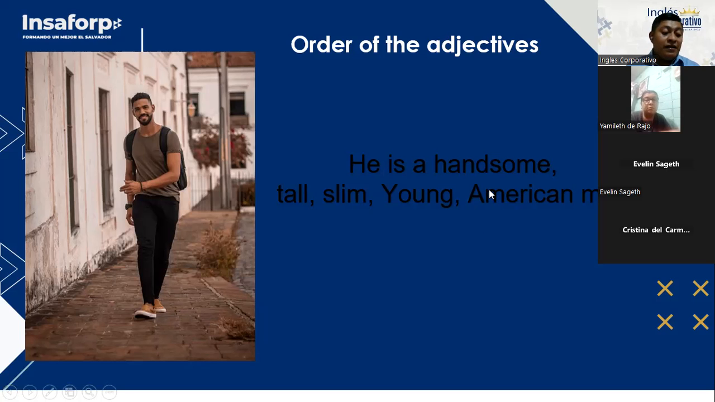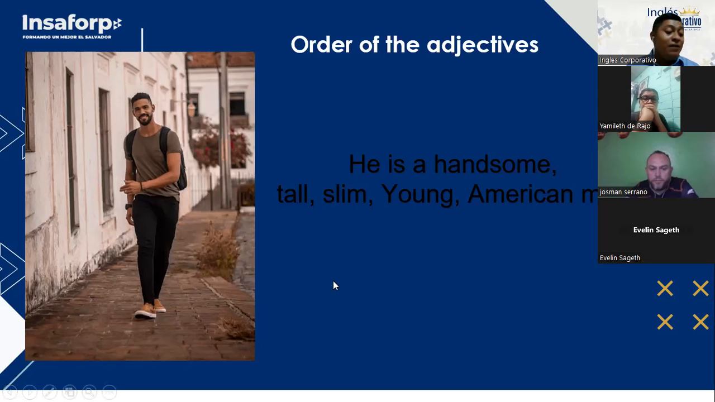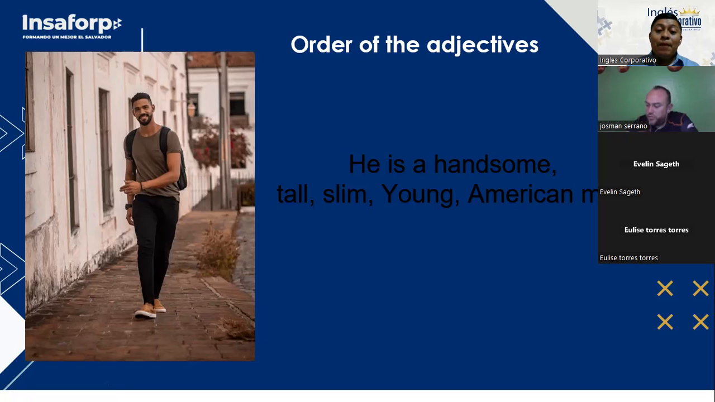Handsome, muy bien. Luego iría al tamaño, size. Tall, muy bien. Luego va la edad, age. Young. Luego va shape, la forma. Slim. Y por último, origin. Su origen, ¿verdad? American. American man.